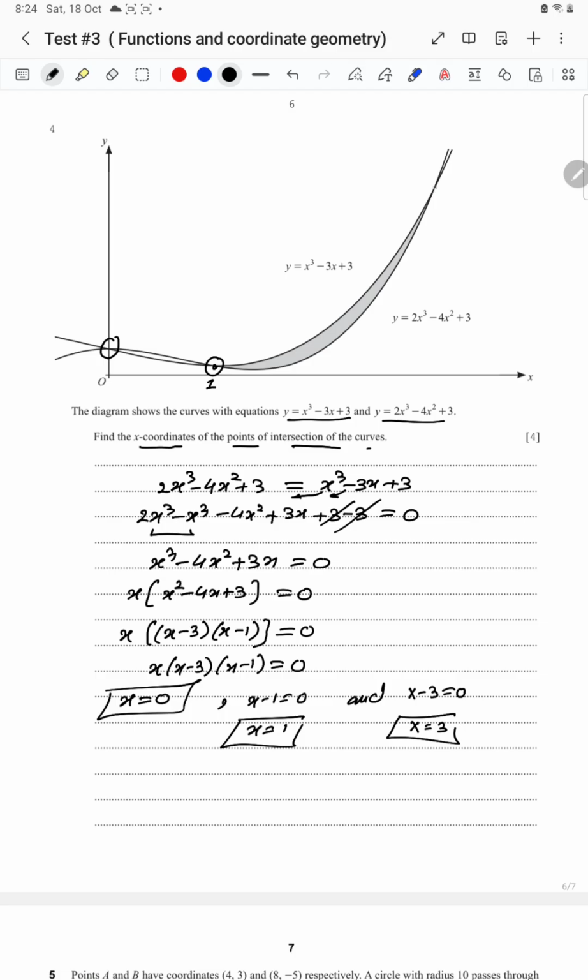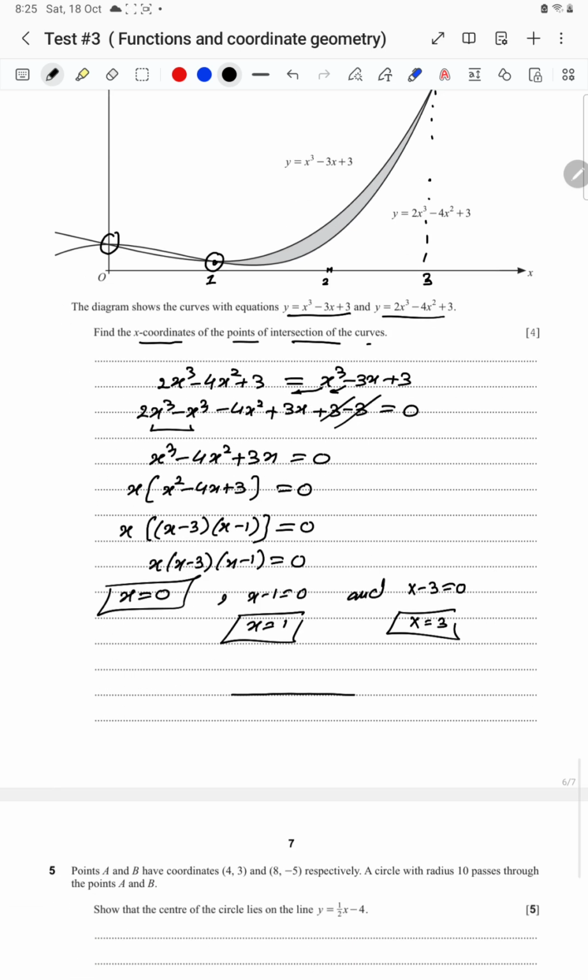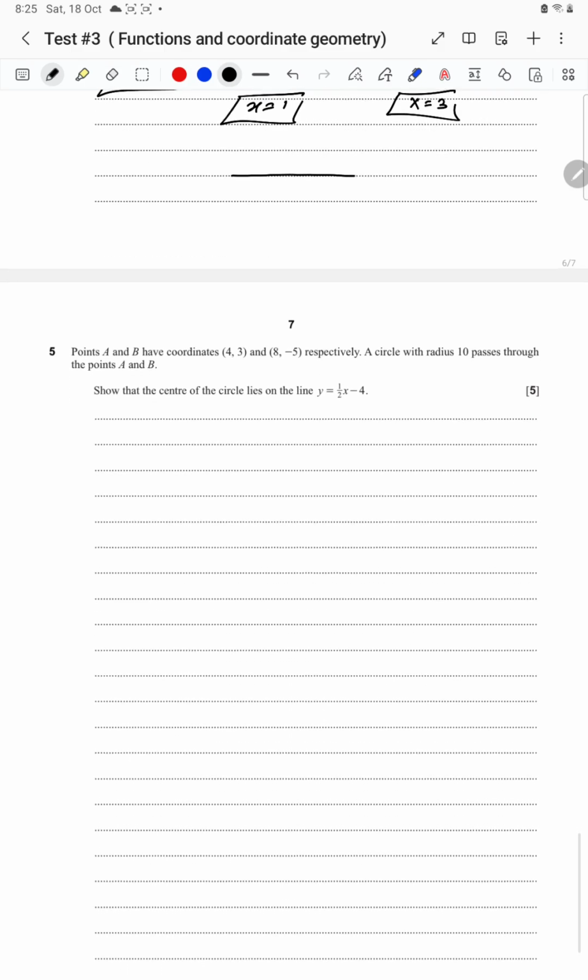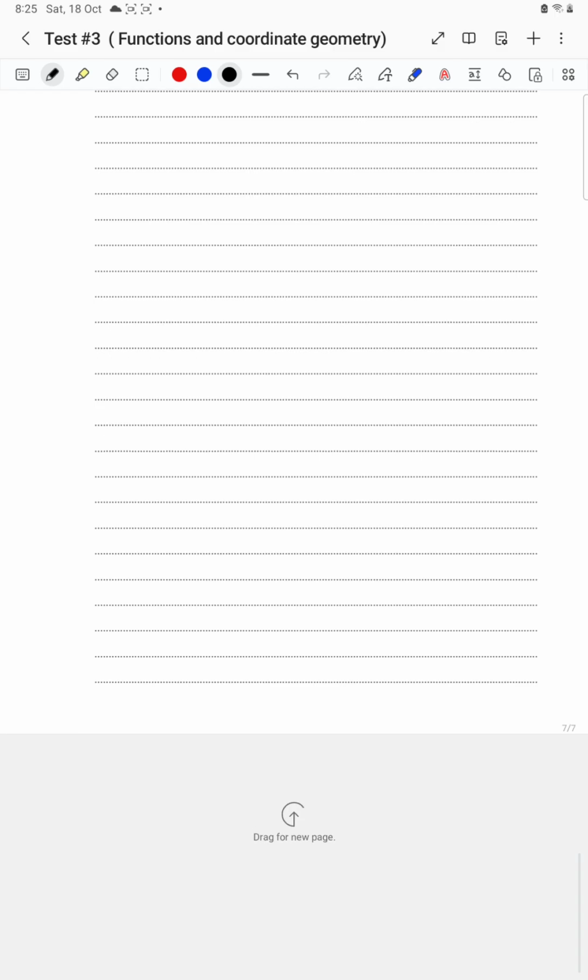So you can see here x can be 3, because if it's 1 then it can be 2 here somewhere, and then 3 will be. So this is a 4 marks question, a very easy question, just need to do some calculations. The 5th question, and I think this is the final question.